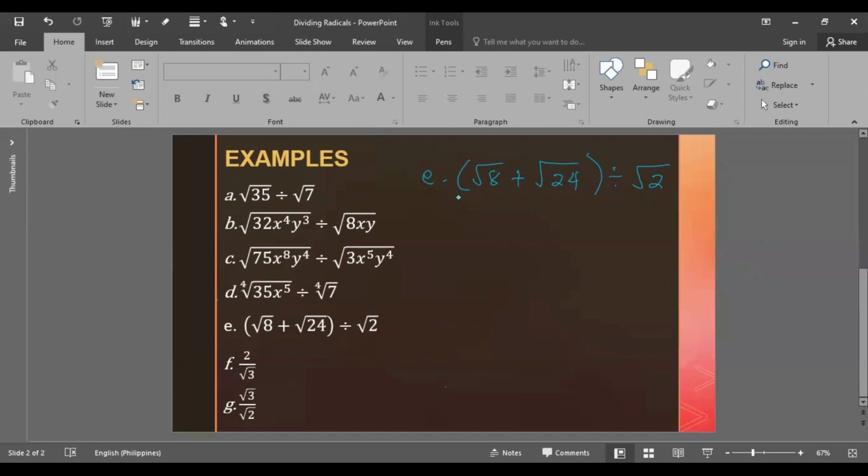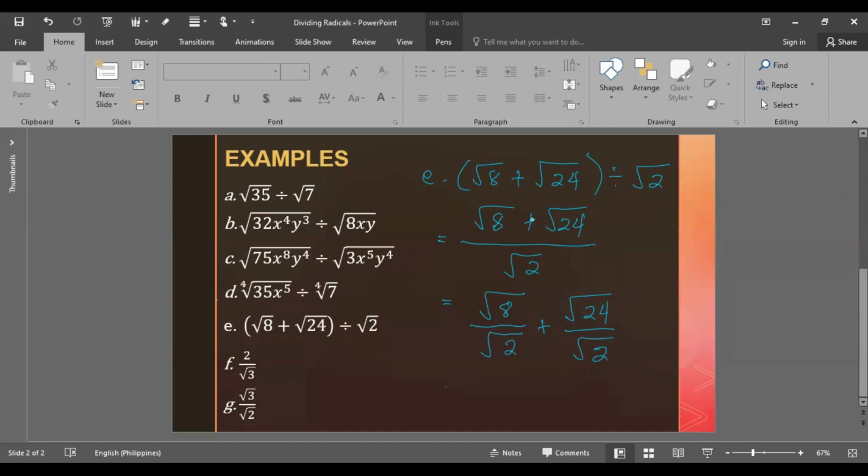So it is somewhat different from the first 4 examples. So again, it can also be written in this way. Now look at the expression. Pwede nating paghiwalayin yung numerator. This expression can be divided into 2 partial fractions. So this expression is equivalent to this expression.